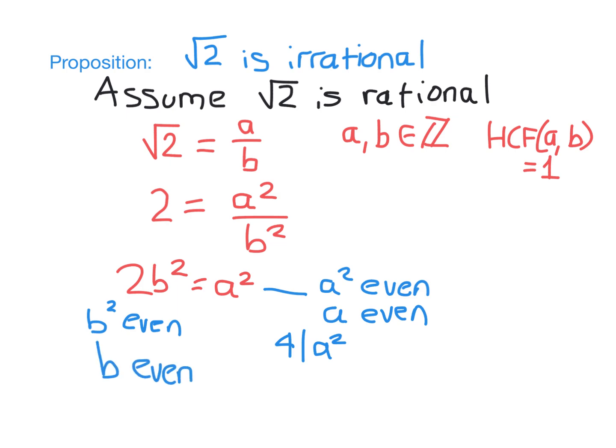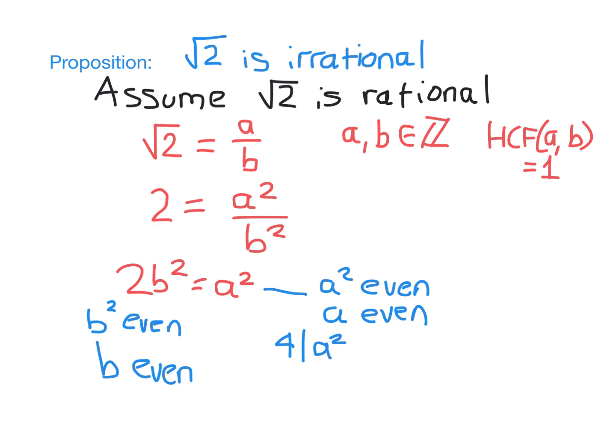But this is a contradiction because we said the highest common factor of a and b is 1. If they are both even, then their highest common factor is not 1. It means they must have a common factor of 2. They could have other common factors as well. So we've arrived at a contradiction. We've basically shown that if root 2 can be written as a fraction, it can't be simplified. What kind of fraction can't be simplified? Well, that's one where they're not integers at the top and the bottom.